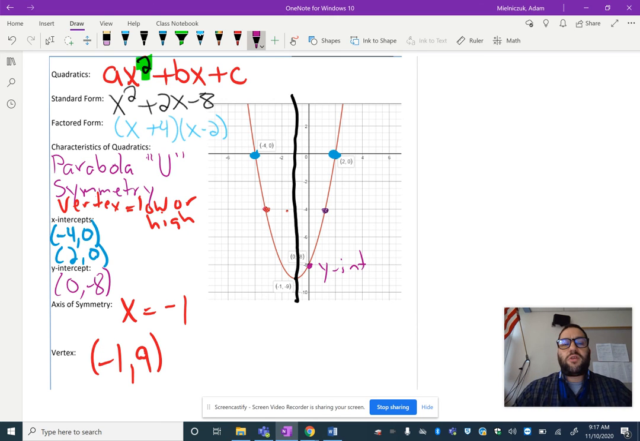So this is just a quick introduction to what quadratics are, some of the characteristics of them, what symmetry means, where to find the vertex, and so on.